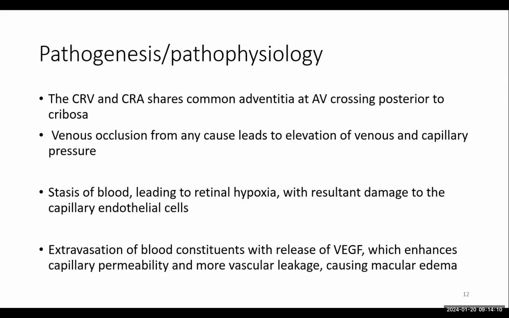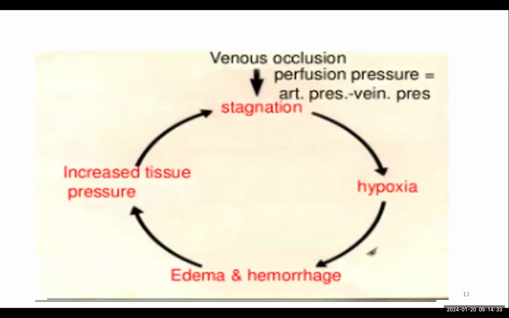The hypoxia also stimulates production of vascular endothelial growth factor, which brings about production of new blood vessels, which are not as competent as the main blood vessels. All these enhance capillary permeability and more vascular leakage, leading to macular edema. So it's a kind of vicious circle.